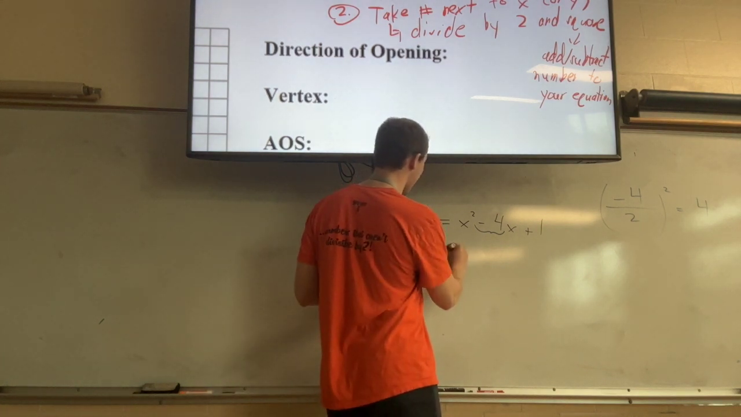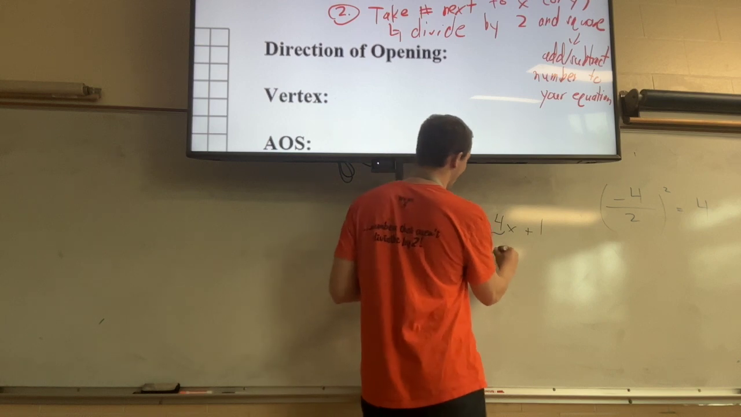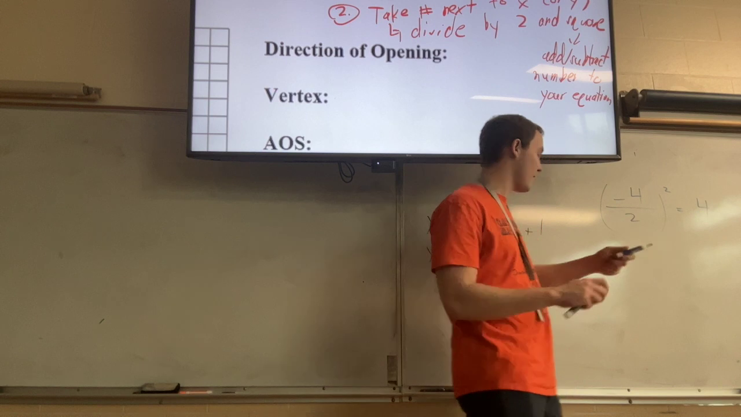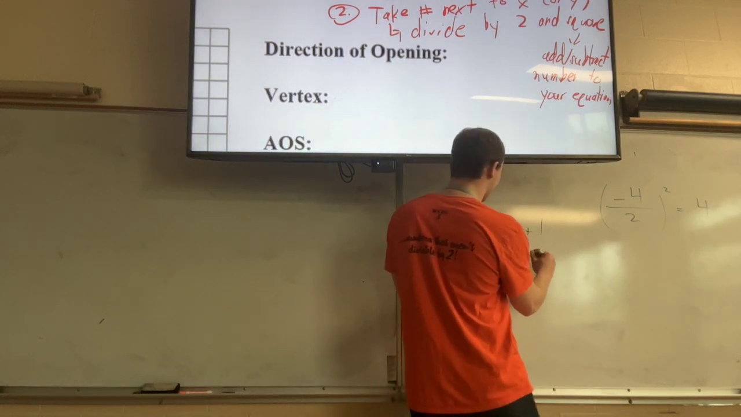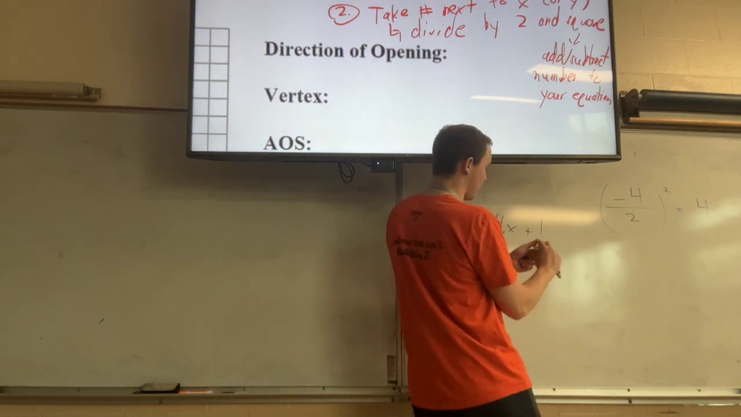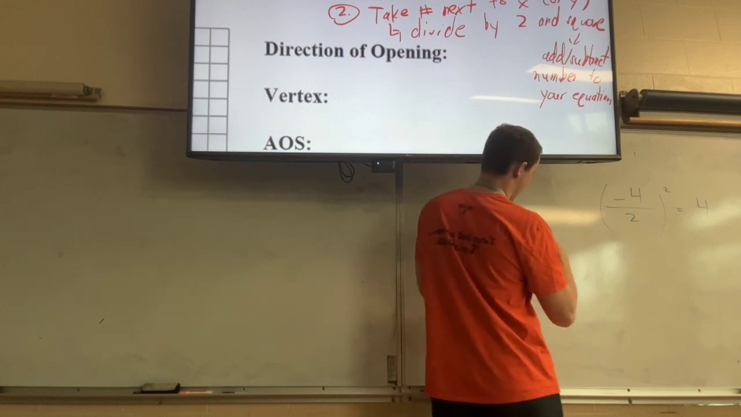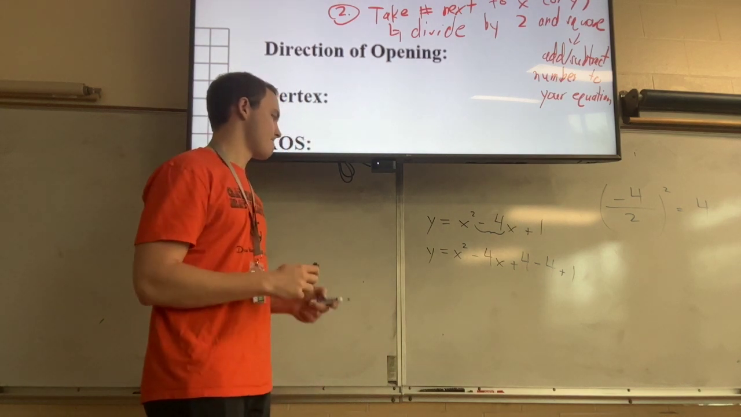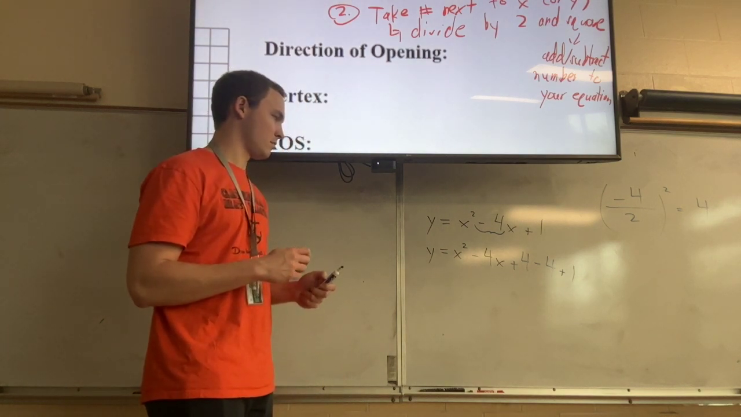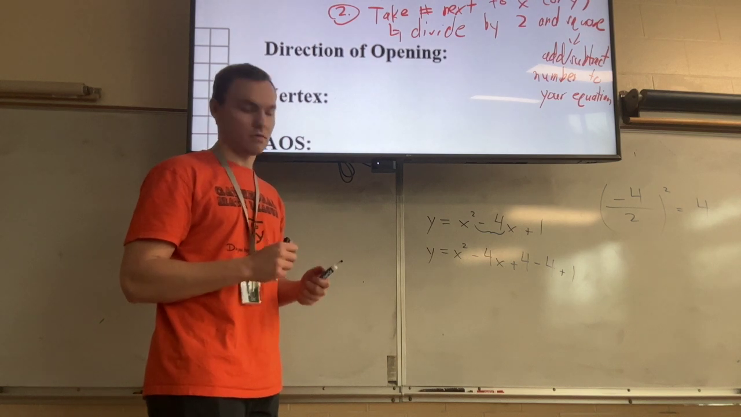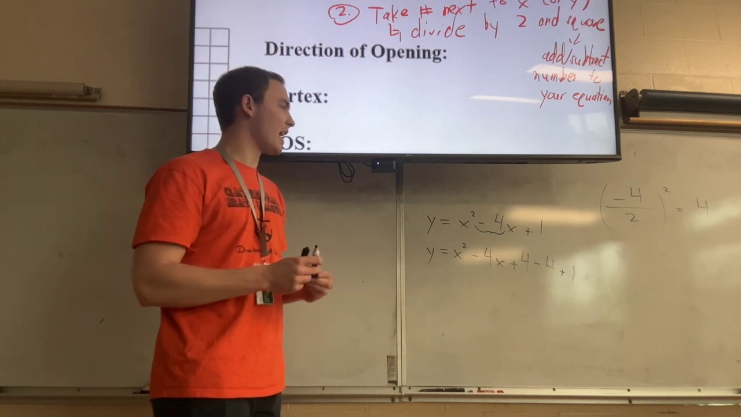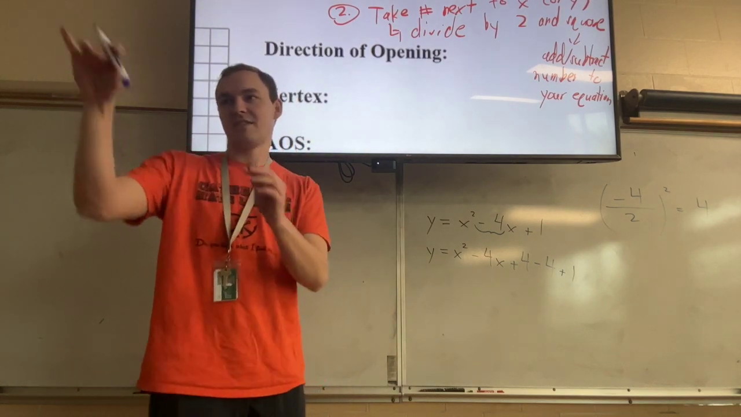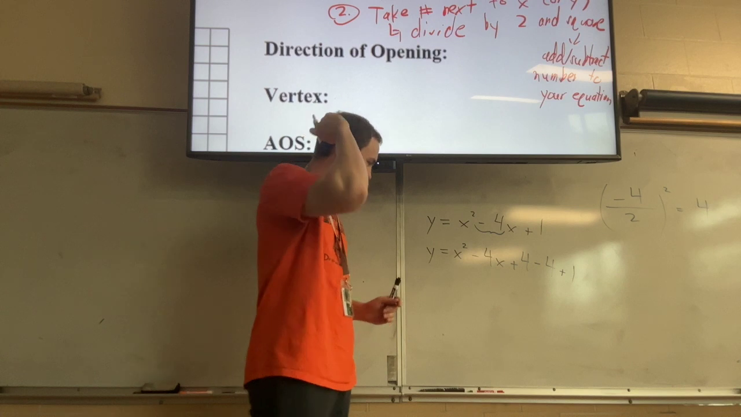So I'm going to have y equals x squared minus 4x. Then I take that number that I just came up with, I add it and I subtract it. And then copy down your plus 1. So it's the same thing. It's going to have the same value, it's just going to be written differently, so you can see what your H, K, and A are.